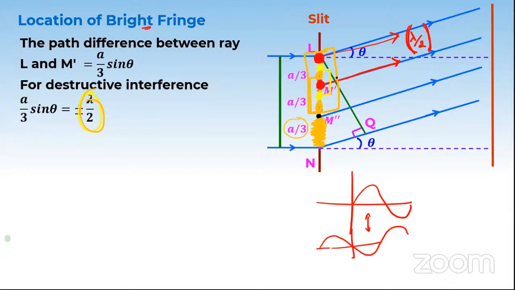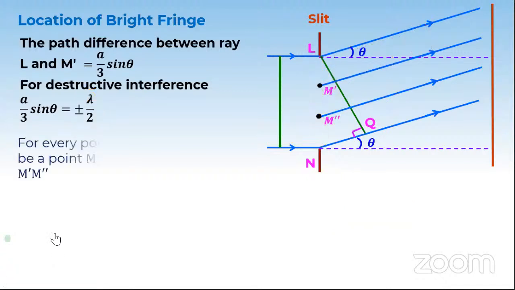So what will happen now? This a by 3 part destructively interferes with this a by 3 part, they won't give me anything. It was a dark fringe. But this a by 3 part will give me the light. This a by 3 part will be responsible for the bright fringe. Okay, cool, right? Not a problem.